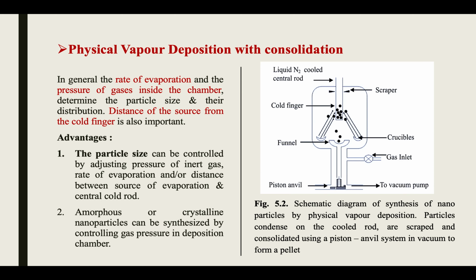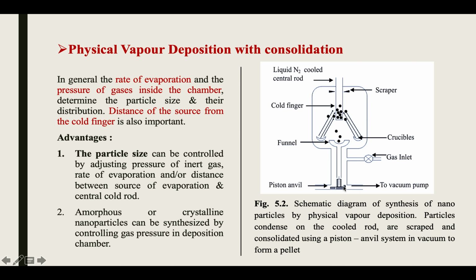So this is the general schematic diagram of synthesis of nanoparticles by physical vapor deposition. As you can see, this is your chamber. You have to attach this chamber with a vacuum pump just to remove whatever reactive gases are inside, and after applying vacuum we have to put in some gas. For that we have this gas inlet, so using this inlet you can purge your gas inside the chamber.